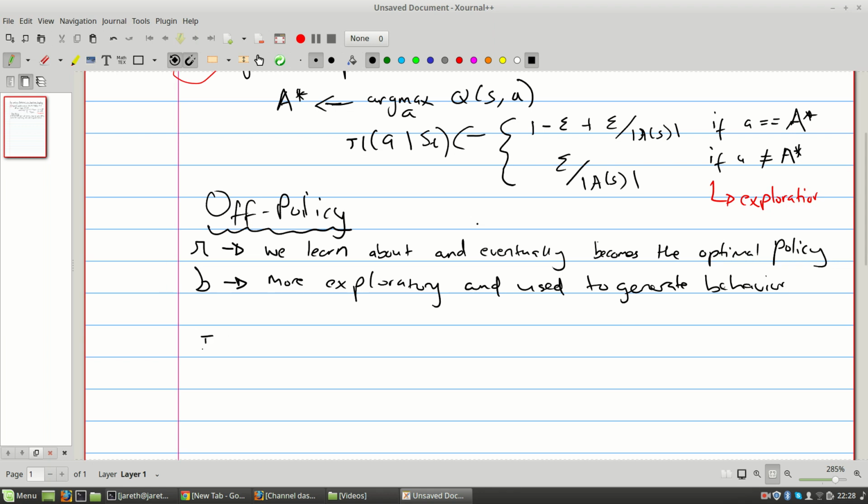So we call pi our target policy, and we call B our behavior policy. Right? This is just notation, more or less. So pi becomes our target policy, B is our behavior policy. Pi is what we want to learn about and eventually end up becoming an optimal policy, and B is just more of an exploratory policy that we use to generate behavior. And this is known as off-policy learning.